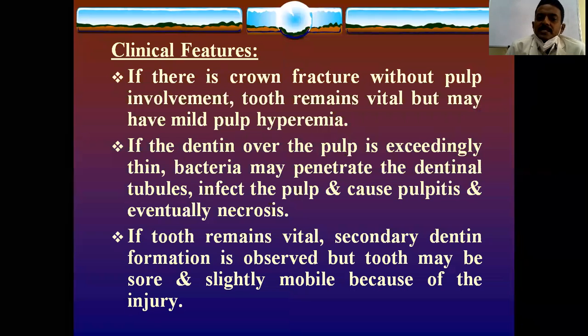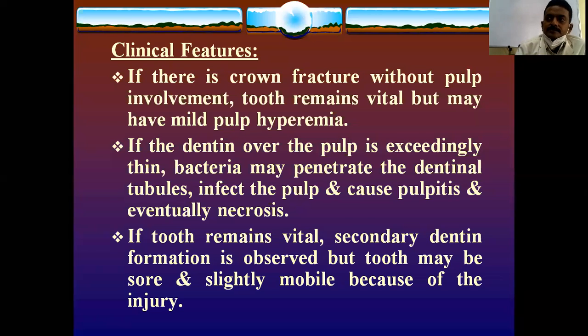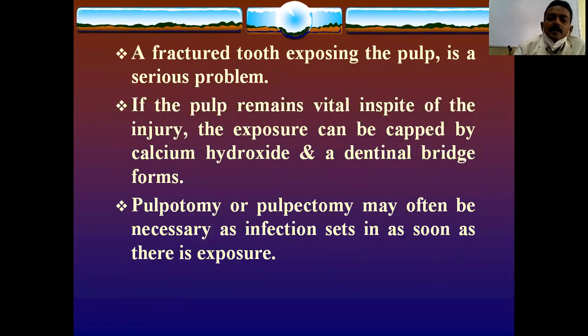Clinical features. If there is crown fracture without pulp involvement, tooth remains vital but may have mild pulp hyperemia. If the tooth remains vital, secondary dentin formation is observed, but tooth may be sore and slightly mobile because of the injury. The treatment is pulpotomy or pulpectomy, which may often be necessary as infection sets in as soon as there is pulpal exposure.